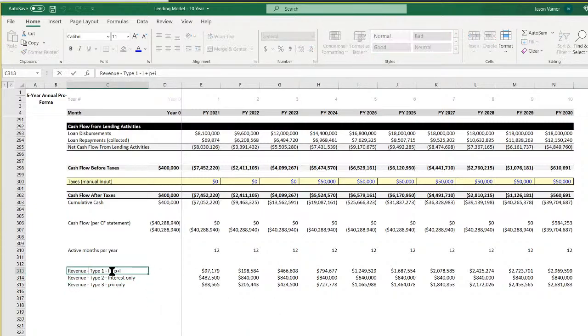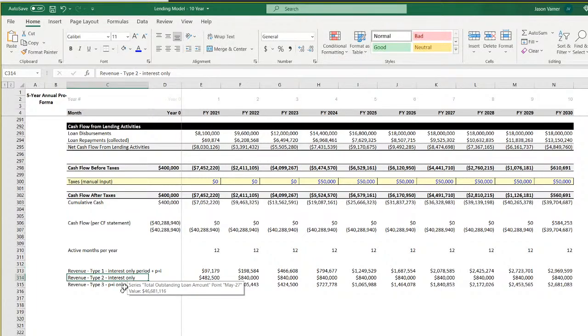We're just doing some visuals, finishing up the lending model. This is actually kind of the most interesting part of doing these things. Interest only, period, plus P&I.